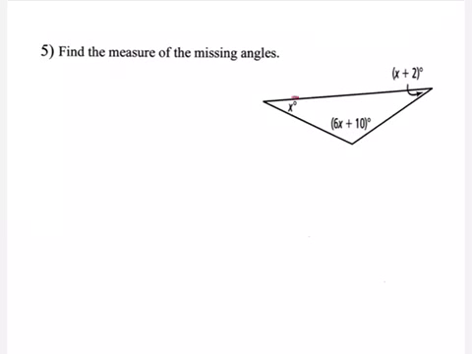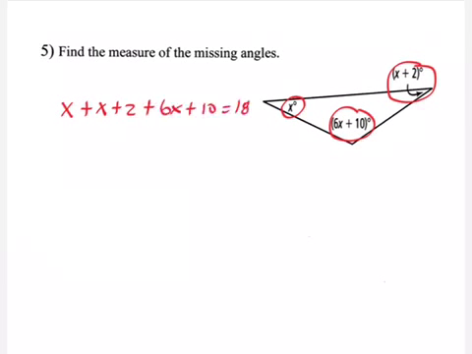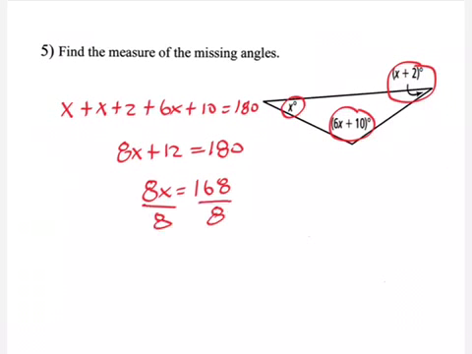So here we have 3 angles of a triangle. We know that they should add up to be 180, so we're going to add them up and set equal to 180 to find the measures of the missing angles. So x plus 2 plus 6x plus 10 equals 180. We'll combine like terms. We end up with 8x plus 12 equals 180. The idea here would be to subtract 12. We get 8x equals 168. We will go ahead and divide by 8 on both sides. And we're going to get x to equal 21.